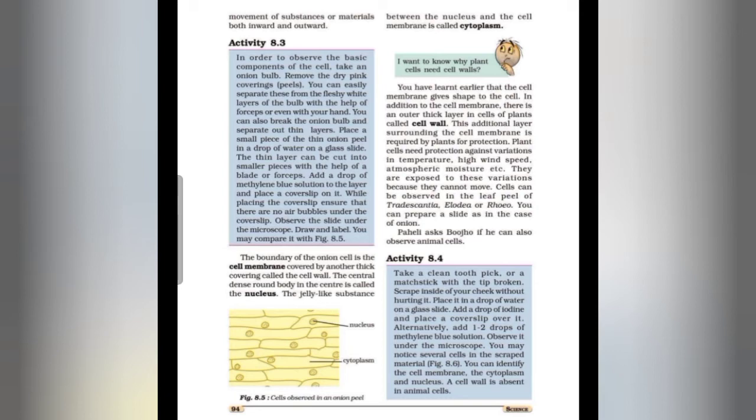Place a small piece of the thin onion peel in a drop of water on a glass slide. The thin layer can be cut into smaller pieces with the help of a blade or forceps. Add a drop of methylene blue solution to the layer and place a cover slip on it. While placing the cover slip, ensure that there are no air bubbles under the cover slip.